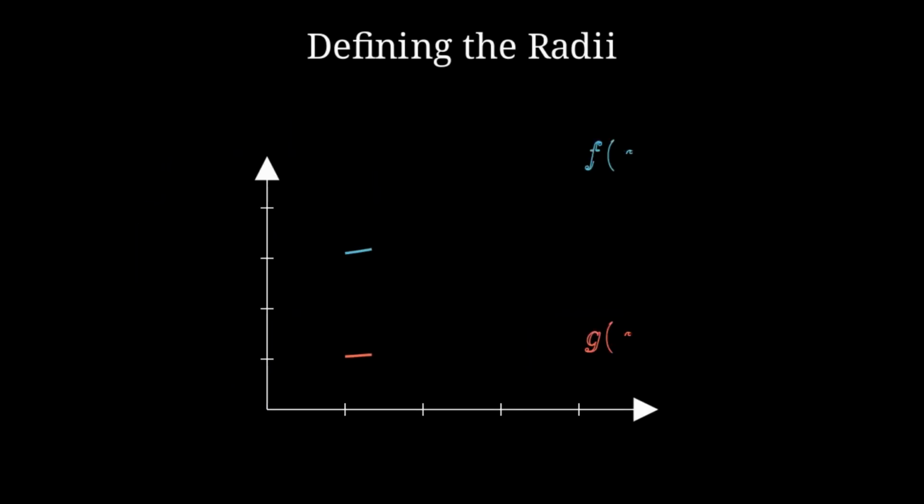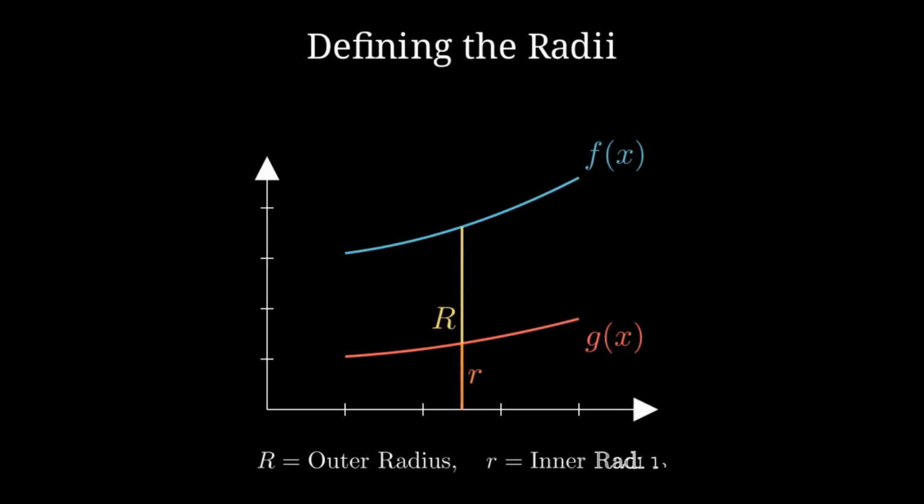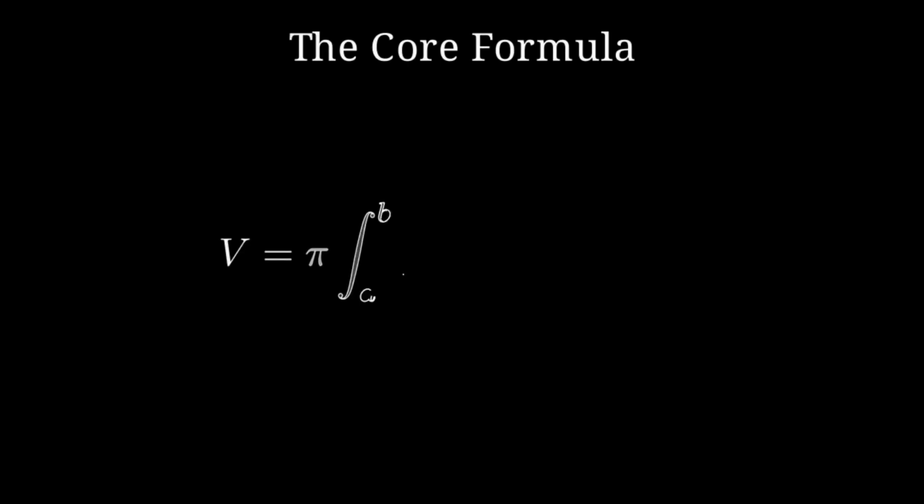In a standard rotation around the x-axis, the outer radius is simply the distance from the further function to the axis, and the inner radius is the distance from the closer function. We must always identify which function is further away from our line of rotation to correctly define R and r. This is our master formula.